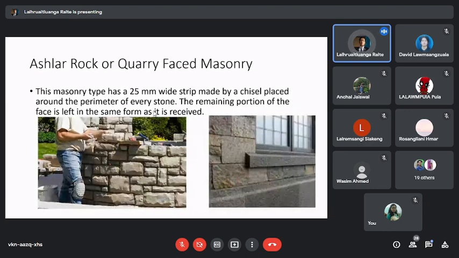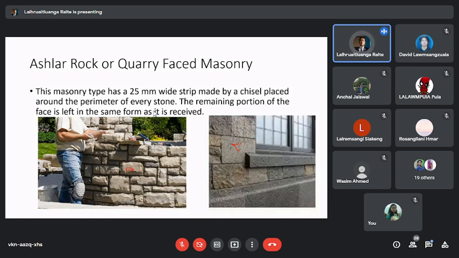So in rock or quarry faced masonry, you have a 25 mm wide strip made by chisel placed around the perimeter of every stone. So likely you would have roughly around an inch gap. The remaining portion of the face is left in the same form as it is received. So as it is received, in the sense here you would say, why is this so fine and why is this a bit rough?